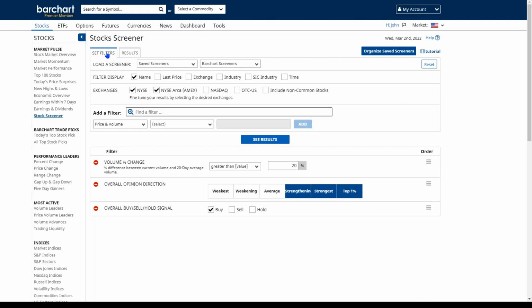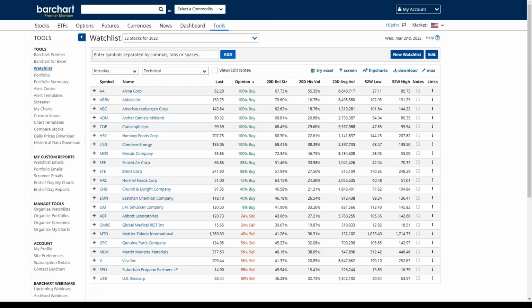Very simple screening. But let's say you have a set of stocks that you've already been watching, or ones that you're familiar with, some of them that you trade on a regular basis. One of the other features that we have, let's say, for instance, here's a watch list that I created. This is our 22 stocks for 22. We did this webinar back in January. And these are just 22 stocks that I put on this watch list, and I'm looking for trading opportunities. So I don't need to do the screener if I have stocks that I'm familiar with.